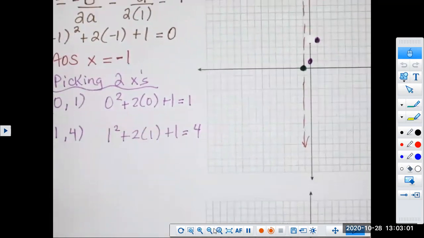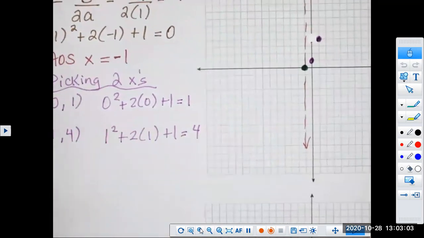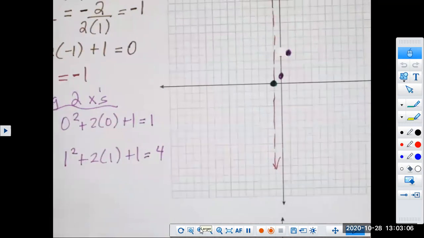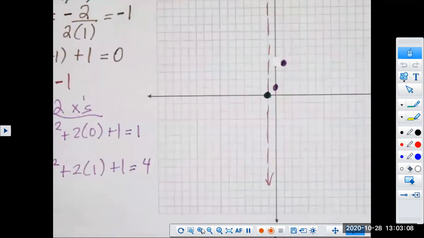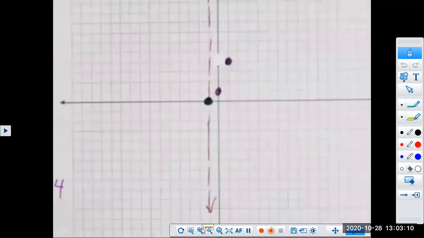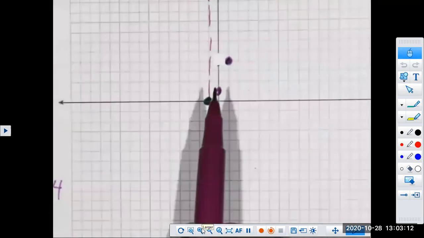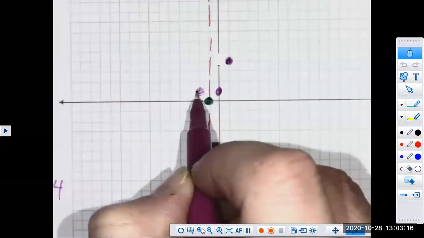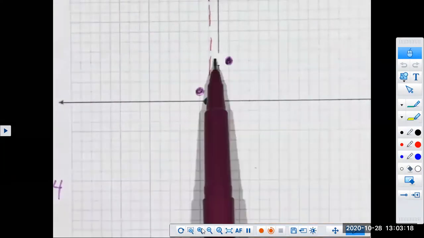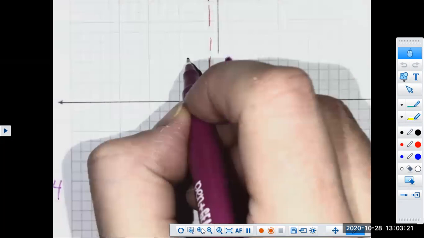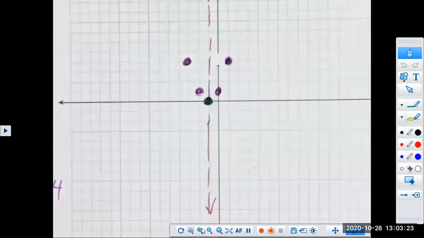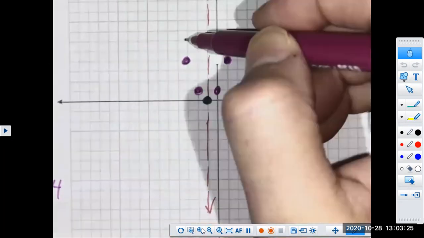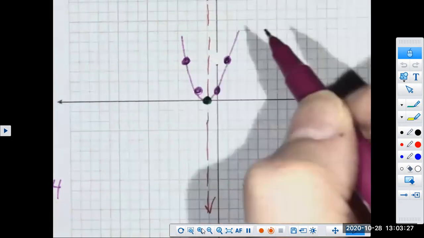And then use your axis of symmetry line. You're going to go to the other side of your graph. Since this is one place away from your axis of symmetry, go across one place. This is 2 places away, go across 2 places. And then last but not least, connect.